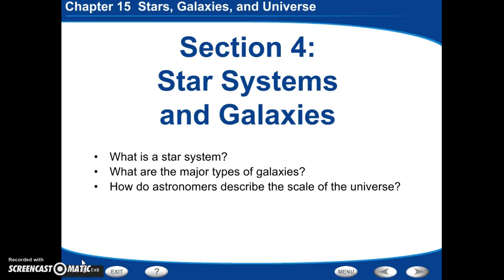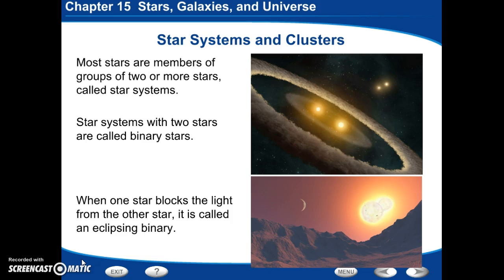Hey guys, this is sections 4 and 5 in chapter 15, and we're talking about star systems and galaxies here. Star systems, what are they? They are stars here that you can see. Sometimes we have two stars and sometimes we have one star, like ours, the sun. Most stars are members of groups of two or more stars, and they're called star systems.